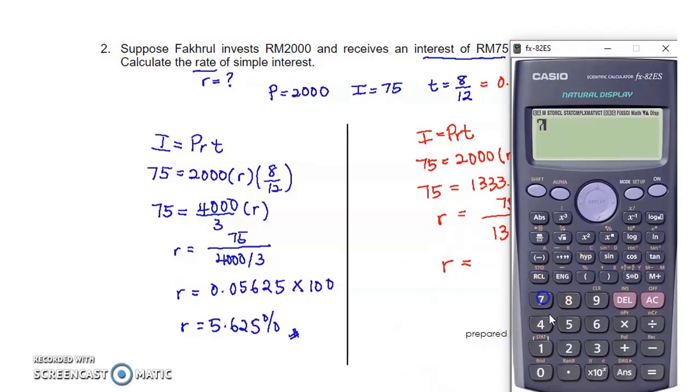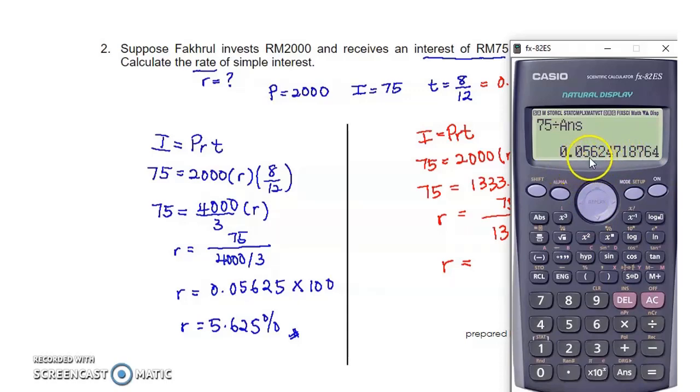So 75 divided by answer. Answer referring to 1333.4, the previous answer in this calculator. So we get R equal to 0.056247. If you round off, 0.05625. Okay. So in this case, you just take 4 decimal points.